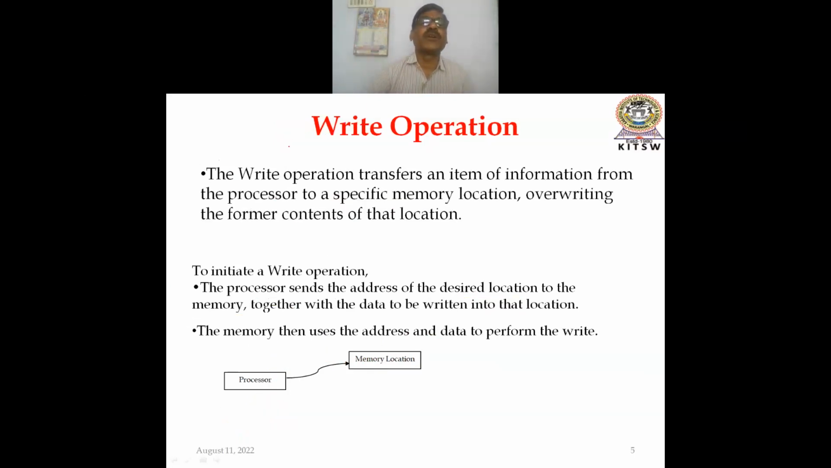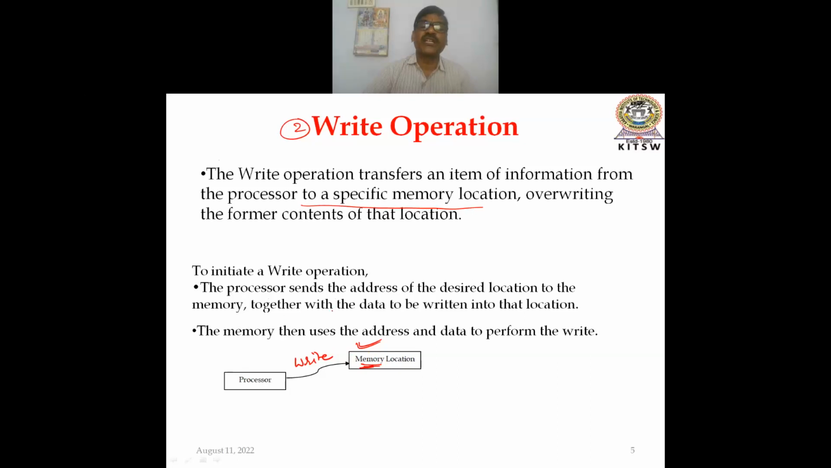The next important memory operation is the write operation. That means when the processor wants to write data into the memory, the memory location value may change. The write operation transfers an item of information from the processor to a specific memory location, overwriting the former contents of that location. That means the memory location value may change here. This is what the processor performs in the write operation.